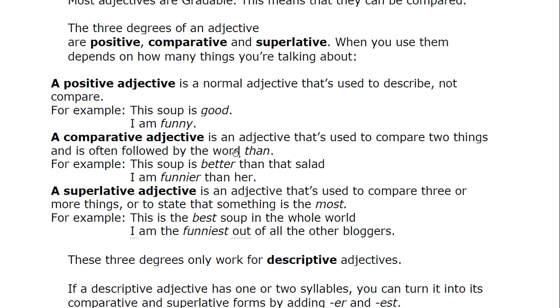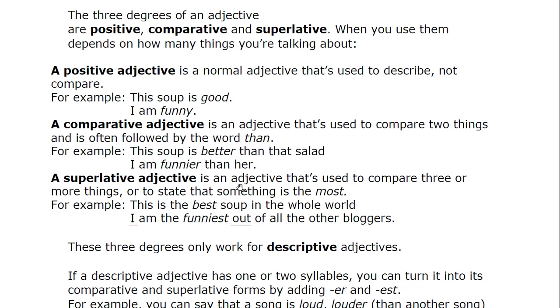Then a comparative adjective is an adjective that is used to compare two things and is often followed by the word than. So 99.9% of the time when you use a comparative adjective, you also use the word than after it. For example, this soup is better than salad. So here you are comparing two things, that is soup and salad, and you feel that the soup is better than the salad. Another example: I am funnier than her. So here again you are comparing yourself to her and you find that you are funnier than she is.